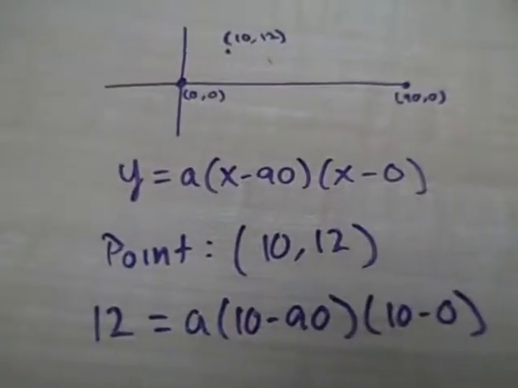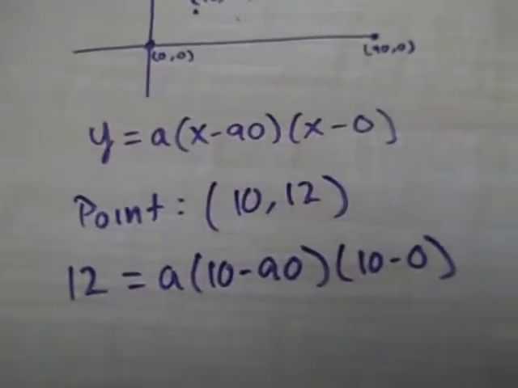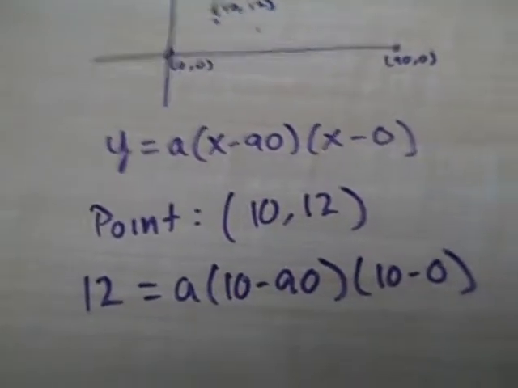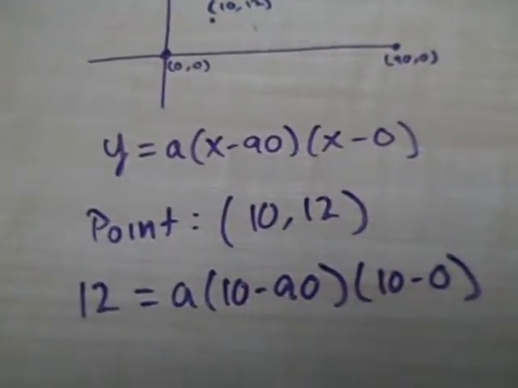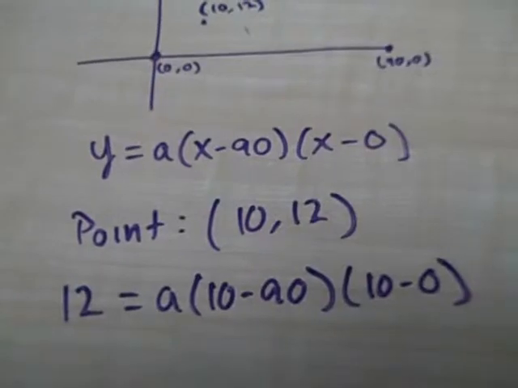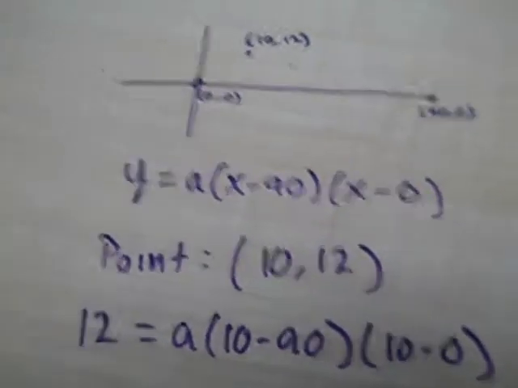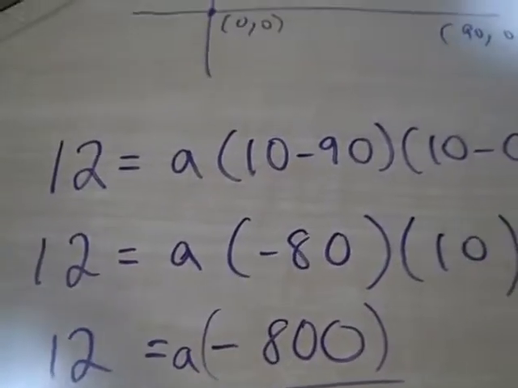Once you have the graph and the equation, you plug the point back in to get 12 equals a times (10 minus 90) times (10 minus 0). Now the equation is in x-intercept form.